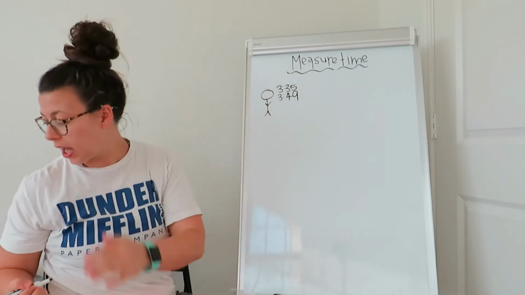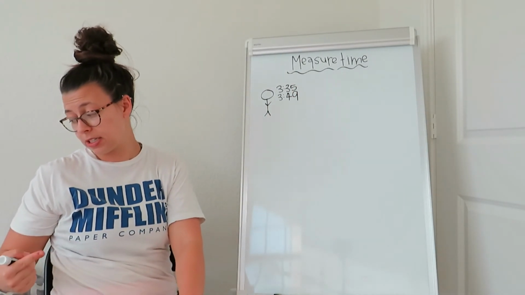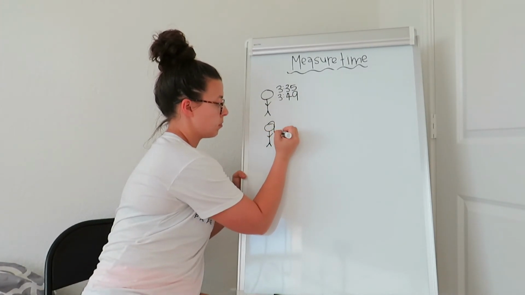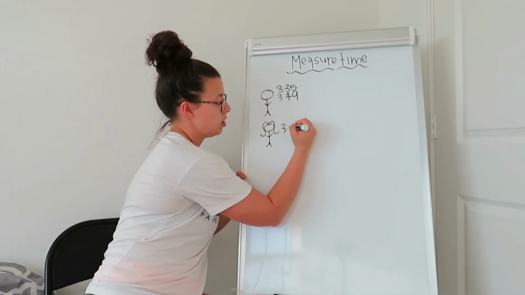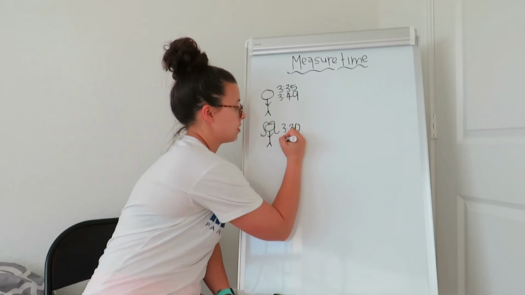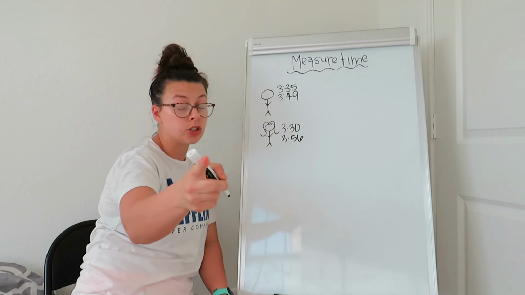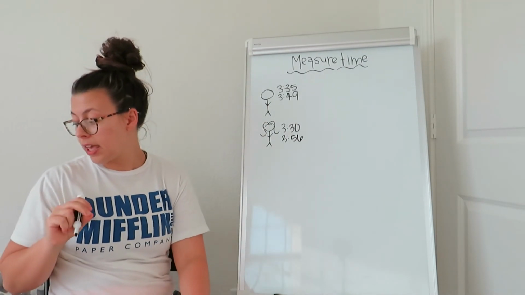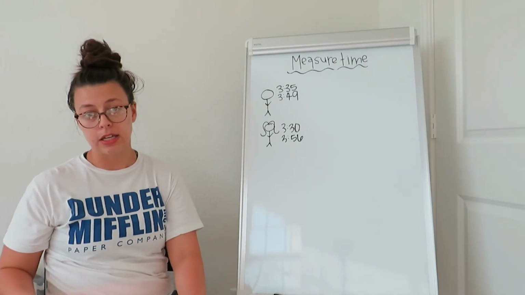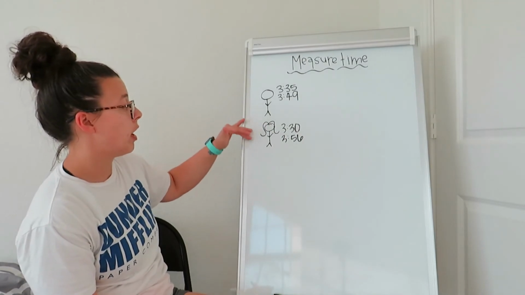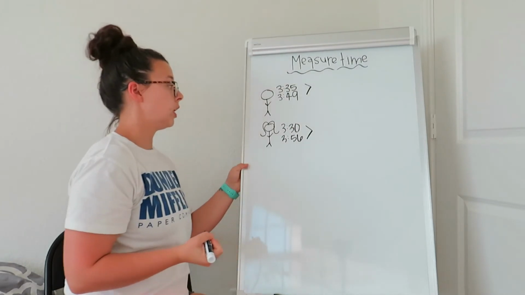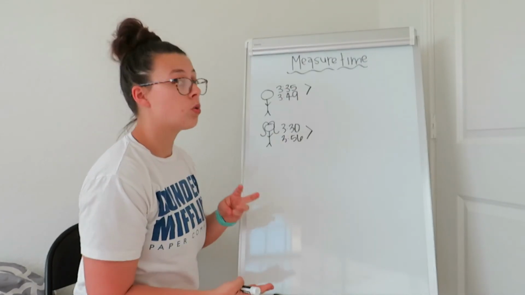Okay, and then we have Ava, who arrived at the rocket display at 3:30. So let's draw Ava. She got there at 3:30 and left at 3:56. Now underline: Ava spent how many more minutes at the rocket display than Aiden? Well, first we need to figure out how long they spent each. So, we can either do it on a number line, we can subtract, or we can do it on the clock.